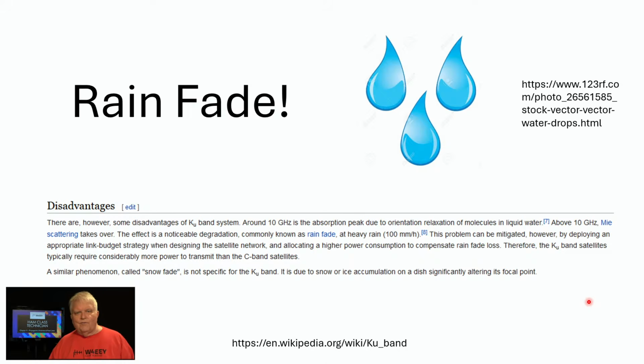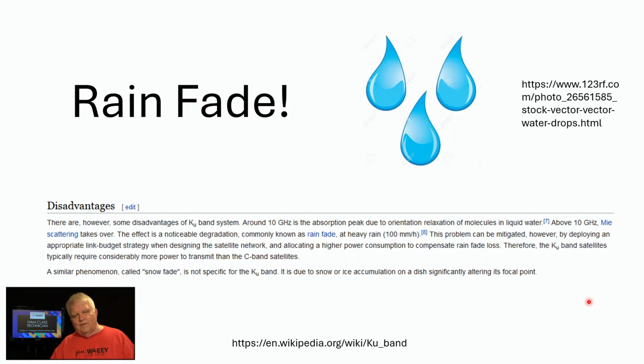They put in some workarounds, some higher power levels, bigger antennas, but I just want you to know that rain fade is a phenomenon. If you have DirecTV or Dish Network, you may have experienced this yourself, where you lose your TV signal during heavy rainstorms. That's because of rain fade.